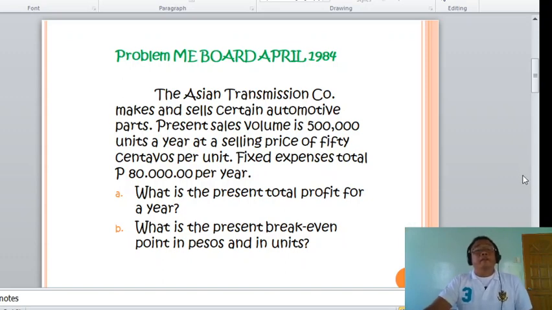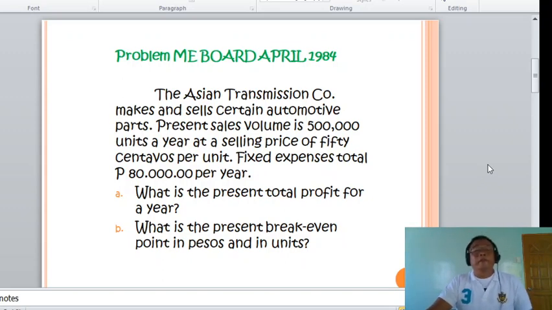The Asian Transmission Company sells certain automotive parts. Present sales volume is 500,000 units a year at a selling price of 50 centavos per unit. Fixed expenses total 80,000 per year. So the question now, class, is: A, what is the present total profit for a year? And B, what is the present break-even point in pesos and in units?